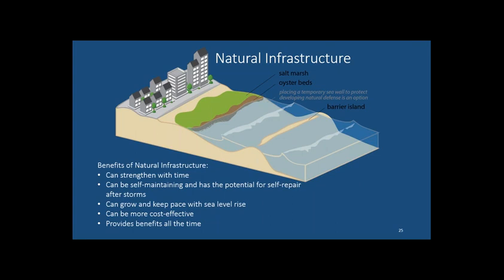They can be self-maintaining, and they have the potential for self-repair after storms, which is not true of any built infrastructure. These ecosystems can also grow and keep pace with sea level rise in many cases. And they can, in some cases, be more cost-effective. And then the one that I think is really important to note is that these green infrastructure opportunities provide benefits at all times to coastal communities. They provide things like habitat and water quality improvement and recreational opportunities, carbon sequestration and storage in some cases. Whereas built infrastructure only provides you storm protection benefit when a storm is approaching.